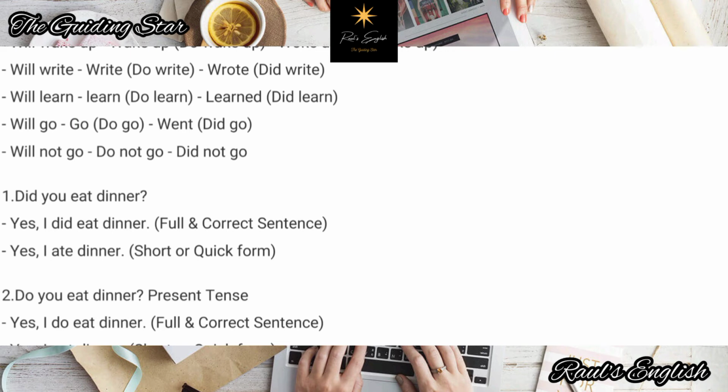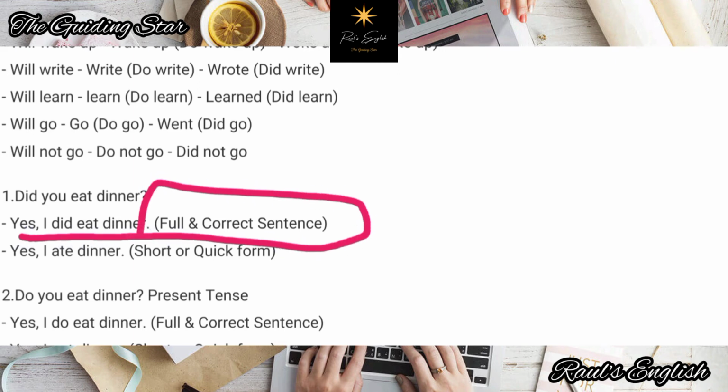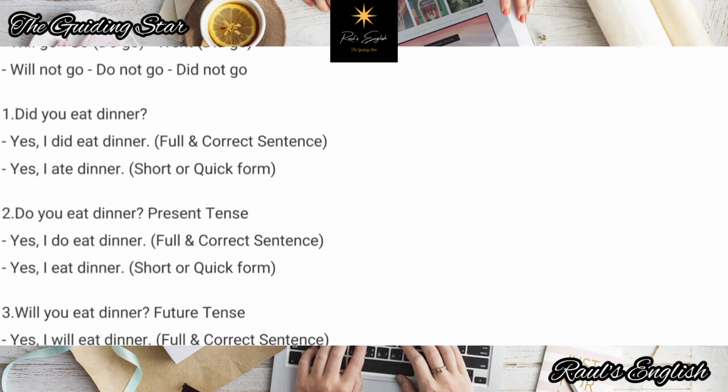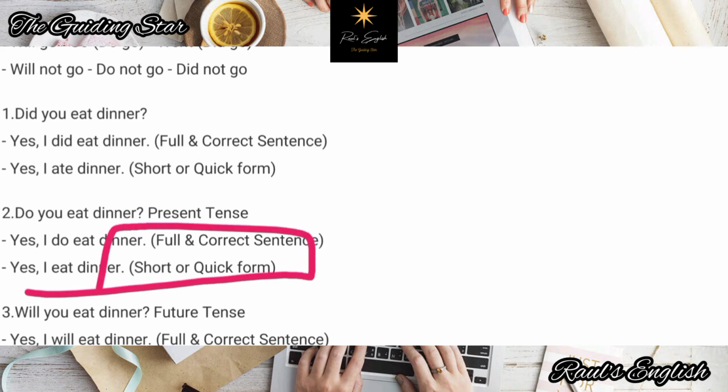Alright, so question number 1, did you eat dinner? So yes, I did eat dinner. That is the full and correct sentence. Yes, I ate dinner is the shorter form. Is it correct? Yes, it is correct. You can use either. Number 2, do you eat dinner? Present tense, again simple. Yes, I do eat dinner. That's the full and correct sentence. Yes, I eat dinner. That is the short or the quick form.